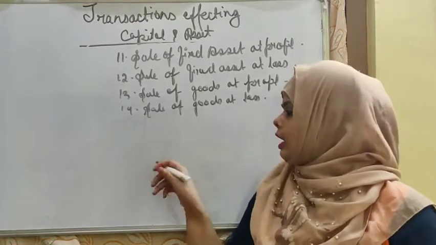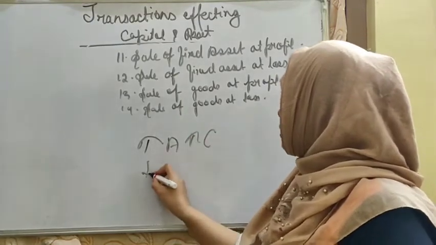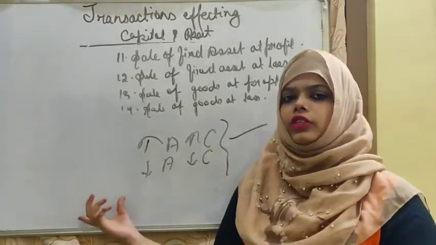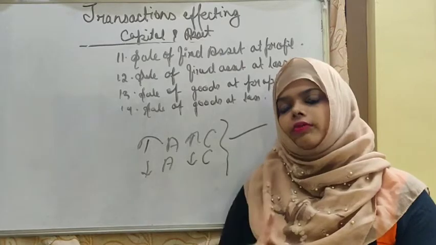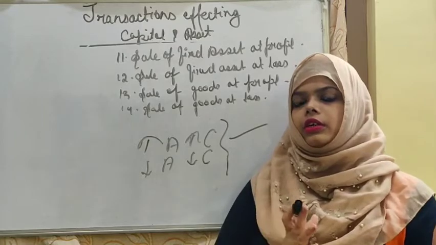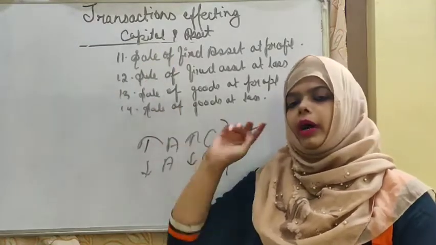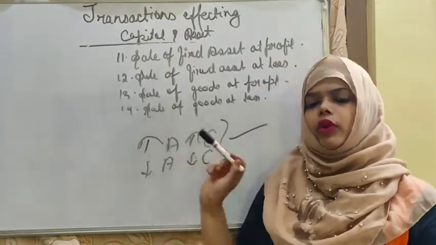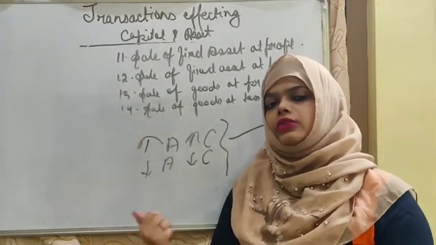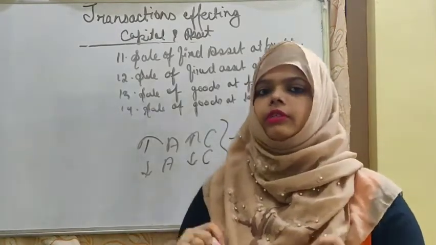And we remember that increase in asset will increase the capital and decrease in asset will decrease the capital. This is the basic concept of this part of transaction. We are studying the transactions affecting two elements. In the starting of the video, we studied the 13 transactions affecting the part of asset and liability, and these are the 14 transactions affecting the part of asset and capital. Next we are going to study the transactions affecting the part of liability and capital.